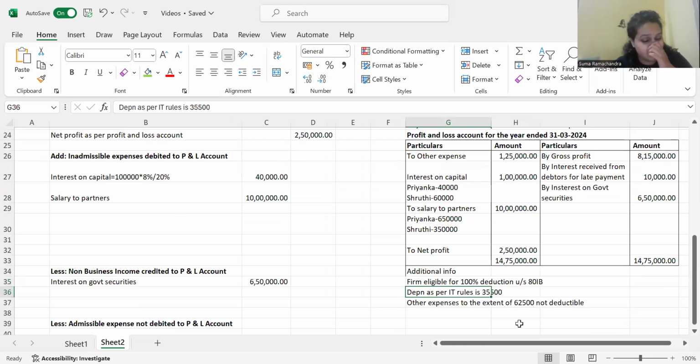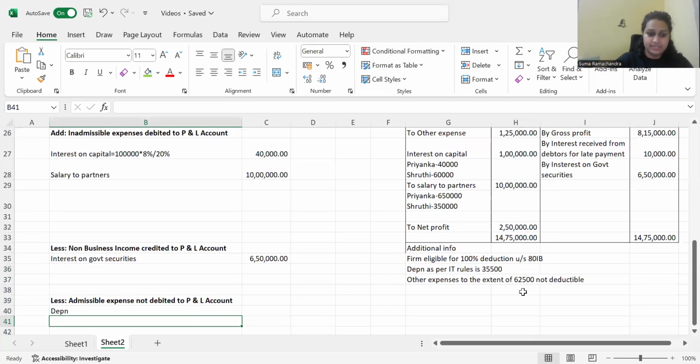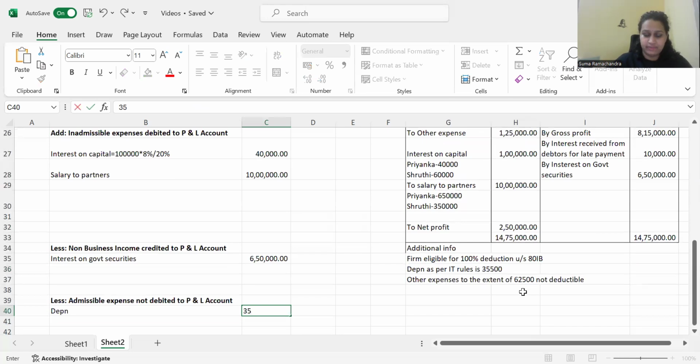With regards to this, we're going to see a little later. Other than that, we'll see the remaining things. Depreciation as per IT rules is 35,500 rupees. That is one of the admissible expenses which they've not taken in the P&L account. So I'm going to take it here. Depreciation amounts to 35,500 rupees.